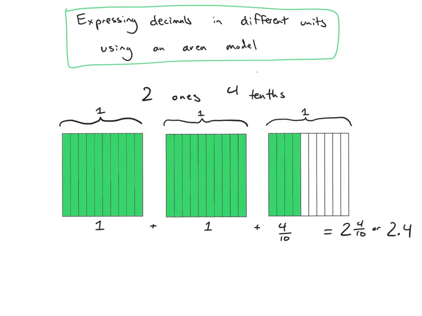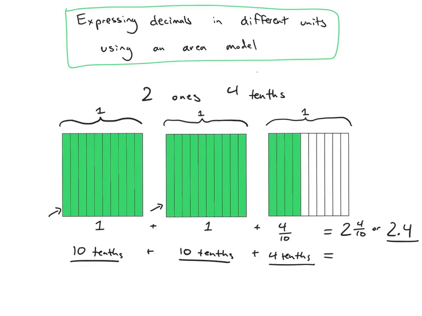If I were to look at how many tenths are in this area model and this area model, I could see that there are 10 tenths in the first square and 10 tenths in the second square. And then there are 4 tenths in the third square. So if I were to represent this number, 2.4 or 2 and 4 tenths, in terms of tenths, I could say that this is 10 plus 10 plus 4 tenths, which is 24 tenths. So right now we have 2 different ways to represent this number, 2 and 4 tenths or 24 tenths, and they're both representing the same value.